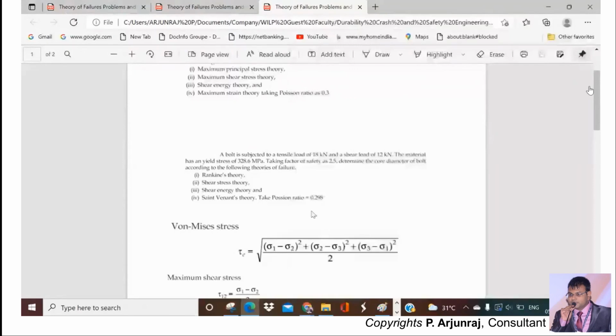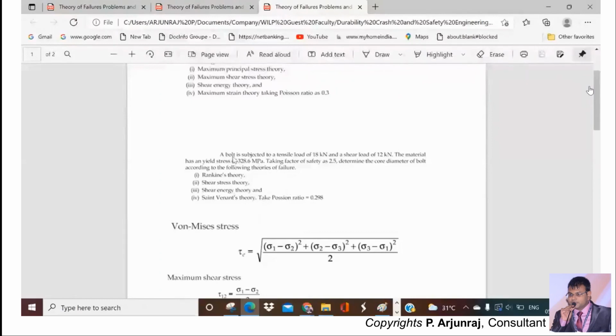They have given the factor of safety, which is going to be 0.298. Sorry, the factor of safety is going to be 2.5. And here what they are asking is to calculate or determine the core diameter of the bolt using the four theories. They have also given the Poisson ratio for us to solve the Saint-Venant theory equivalent stress. And using that, we can calculate the diameter of the bolt.